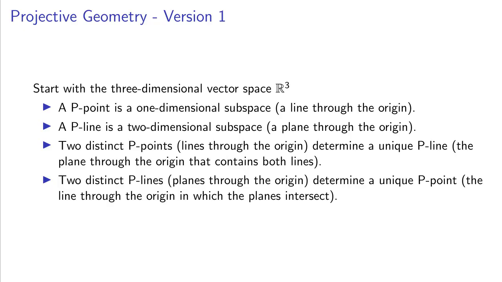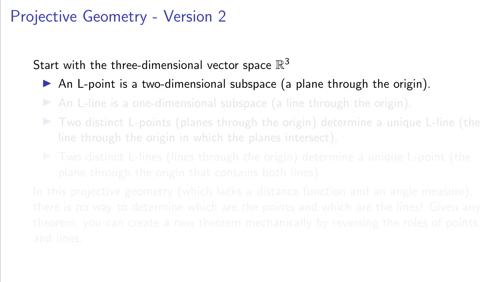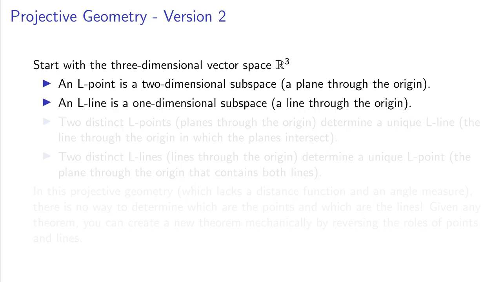But I can do this differently. Again, I start with a three-dimensional real vector space, and now I'm going to introduce the concept of an L point. An L point is a two-dimensional subspace, a plane through the origin. Hey, you say, I thought that was a line. Well, I'm going to call it a point instead. And then I'm going to say a line in this projective geometry is a one-dimensional subspace. Geometrically, a line through the origin.